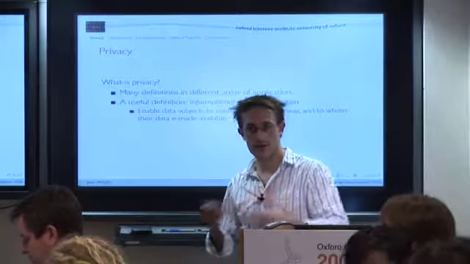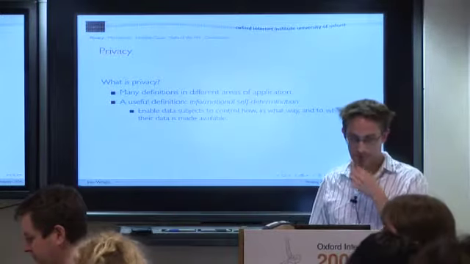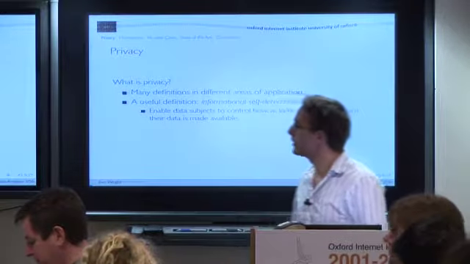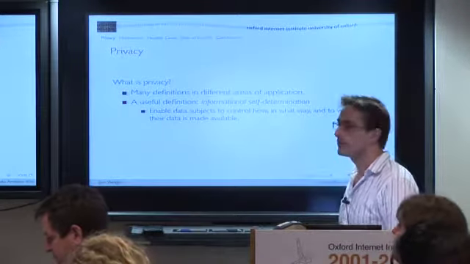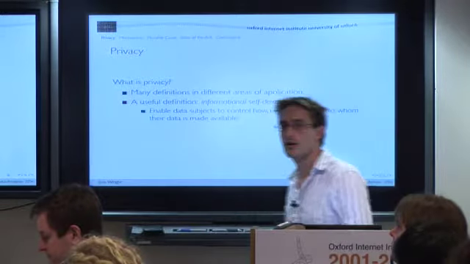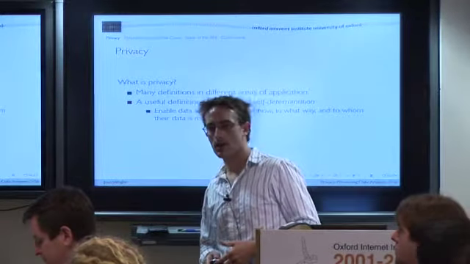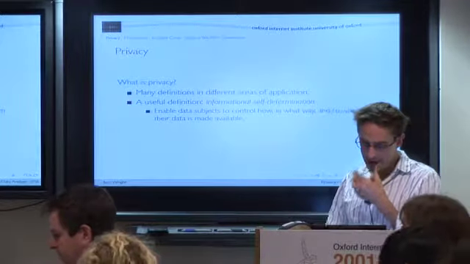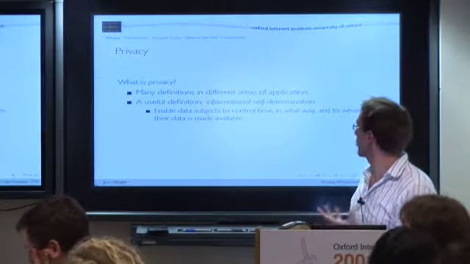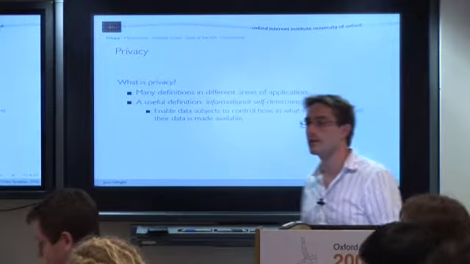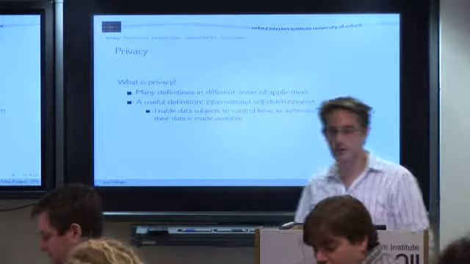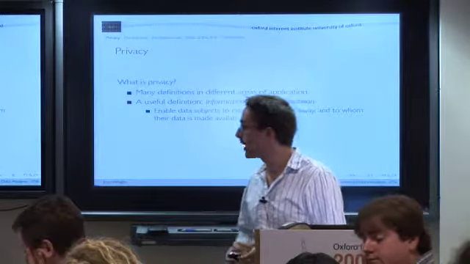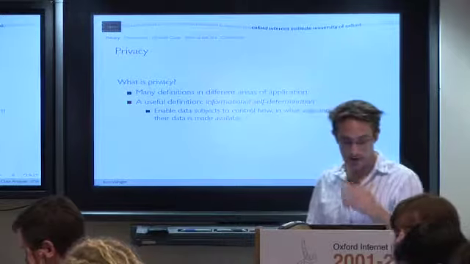There's legal definitions of privacy. There's regulatory understandings of privacy. A useful definition which goes across a number of the barriers is informational self-determination. Informational self-determination comes from the idea of German constitutional law. The idea here is that it enables data subjects to control how, in what way, and to whom their data is made available. So it's almost focusing on the idea that the data is yours if it's about you, and how you can control that, and how you can limit access to it.